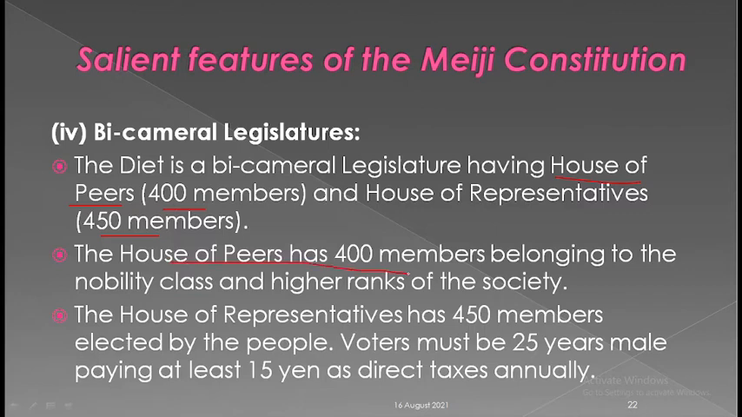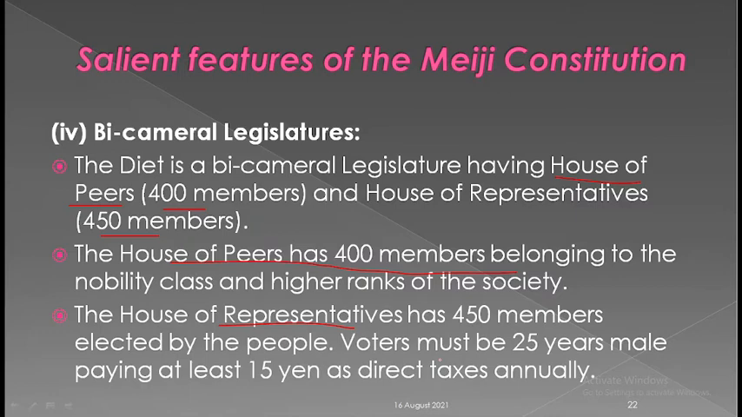Now, the House of Peers, which has 400 members belonging to the nobility class and higher ranks of the society, is basically a hereditary-based house. Most of the members, about 90% of the members, are hereditary members. They become a member of the House of Peers by virtue of being of the nobility class or a higher rank in the society. On the other hand, the House of Representatives is a popular house elected by the people.